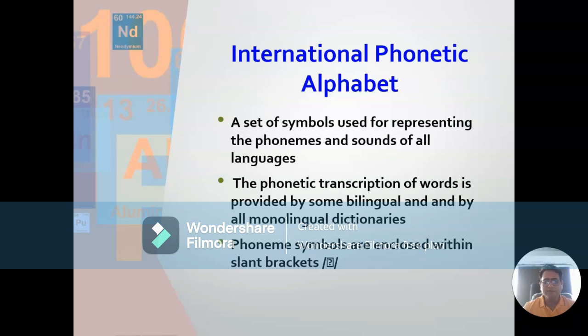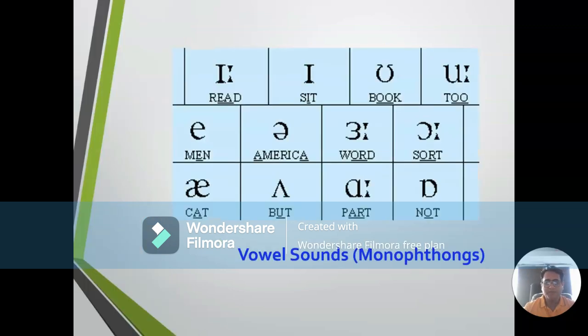Now, these phoneme symbols are enclosed within slant brackets. Whenever we use IPA symbols, we use these slant brackets to make clear what exactly we are representing with the help of IPA. Under IPA symbols, we categorize the sounds of languages into two sections: vowels and consonants. Within vowels, we again divide into two segments: monophthongs and diphthongs, which we will see after this. Monophthongs are single vowel sounds.